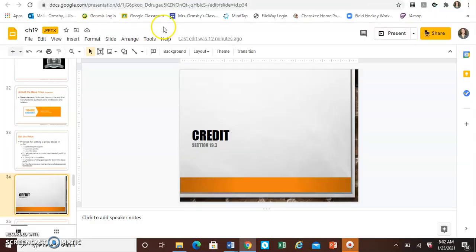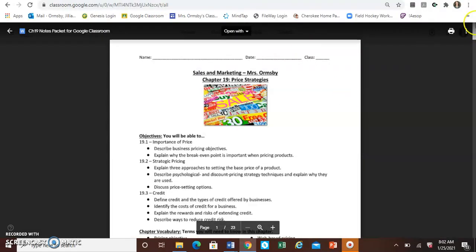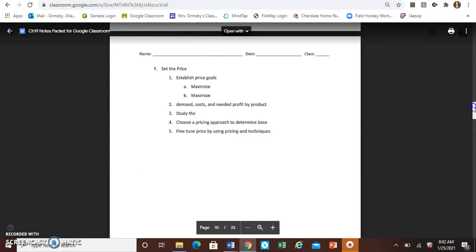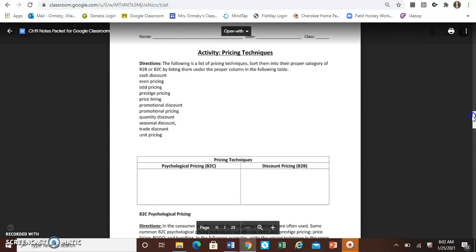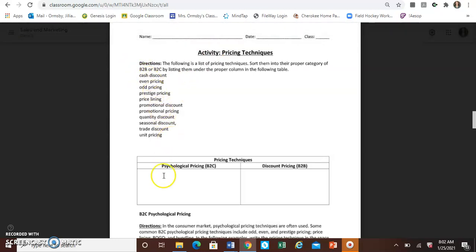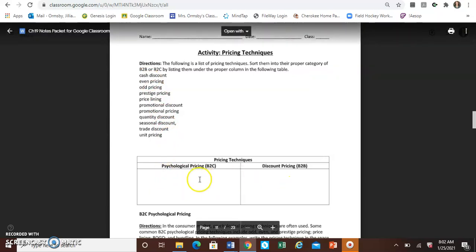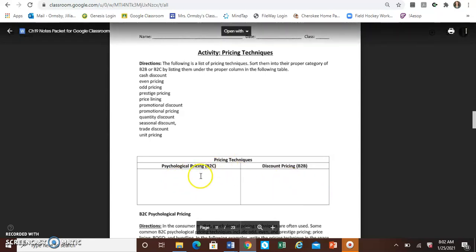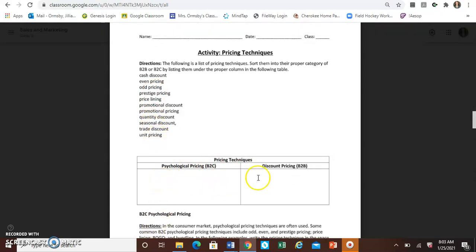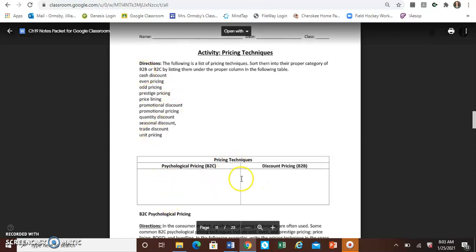So now we are going to move on to the activities for today. If you continue on in your notes, we're going down to page 11, and we're going to look at this pricing techniques activity. The first part of the activity is to look at all of these different pricing strategies and put them into the different categories, whether they are psychological pricing or discount pricing. So you have to choose which box each one of these should be listed in. You can just bullet them in each box. Every single item here should be listed.